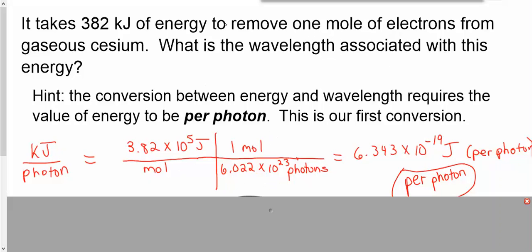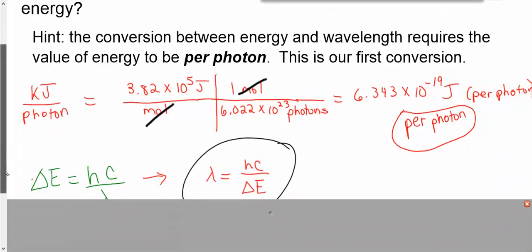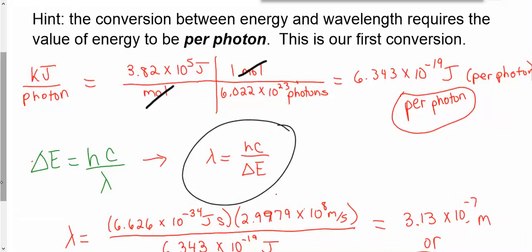Now we can plug that into Planck's equation. You can't plug in a number for E unless it is per photon. So I've rearranged this equation, solving for λ. And so there are the values plugged in, and then once I got this answer, I changed it to nanometers.